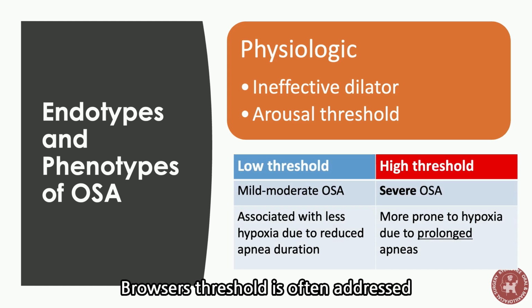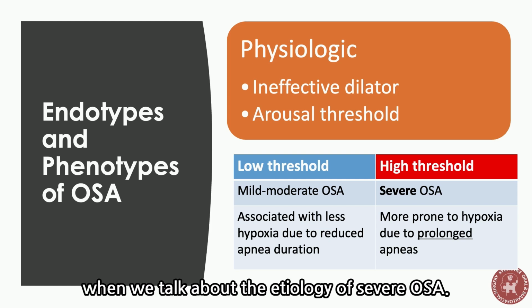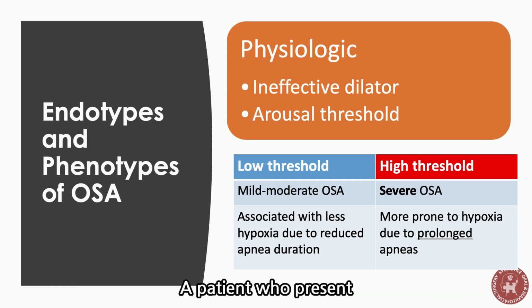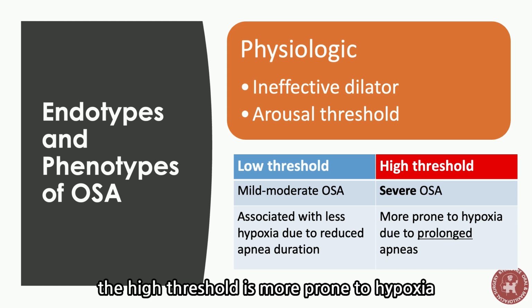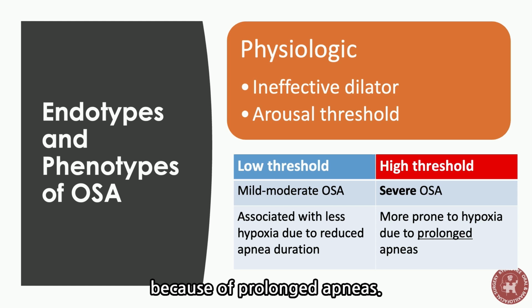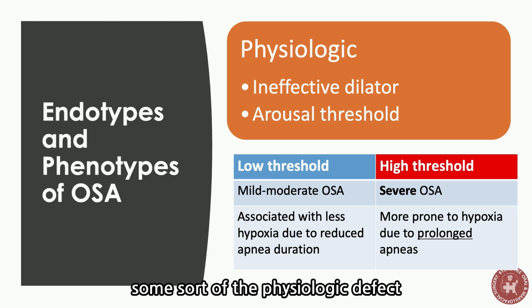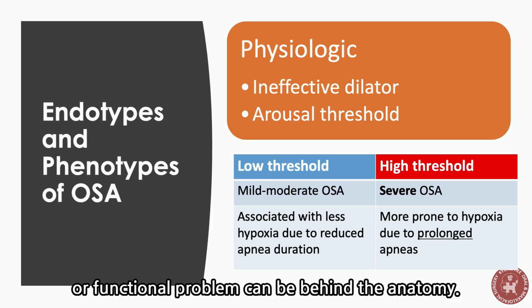Arousal threshold is often addressed when we talk about the etiology of severe OSA. A patient who presents a higher threshold is more prone to hypoxia because of a prolonged apnea. So in severe OSA patients, some sort of physiologic defect or functional problem can be behind the anatomy.